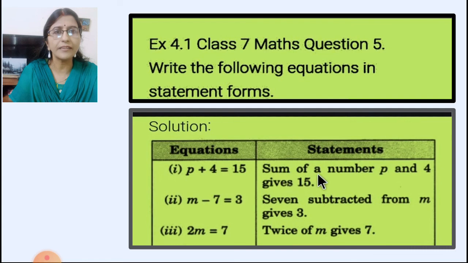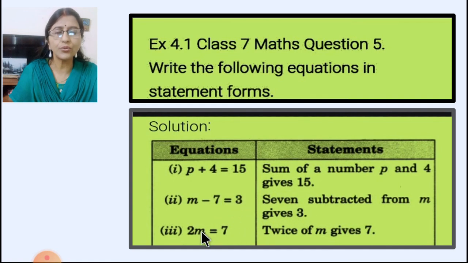Sum of a number p, or you can write sum of p and 4 gives 15. That is also correct. Sum of p and 4 is 15. Now next is m minus 7 is equal to 8. So how will you write? 7 subtracted from m gives 8 or is 8. 7 subtracted from m gives 8.